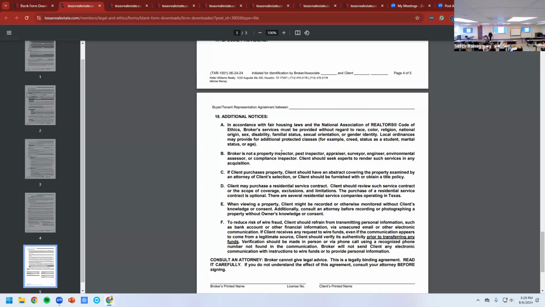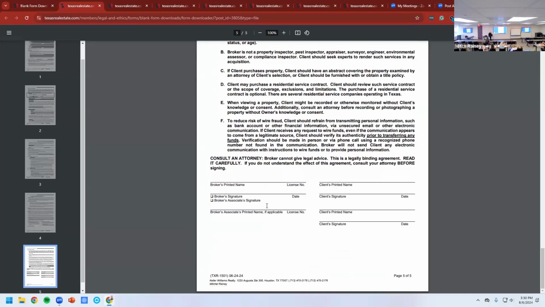All right, additional notices. This is where they used to have brokers' compensation is neither set by blah, blah, blah. Then it talks about fair housing. You're not an inspector. Talks about the home warranty, residential service contract. When viewing property, client may be recorded or otherwise monitored. We've talked about that. Nearly all houses now have some type of electronic monitoring, so don't go in there and jump up and down and say you'd pay $1 million for this $100,000 home. Someone told me they only talk about the previous house.